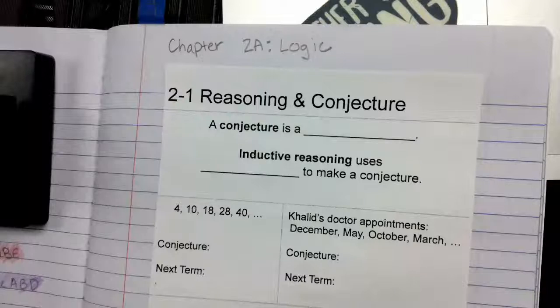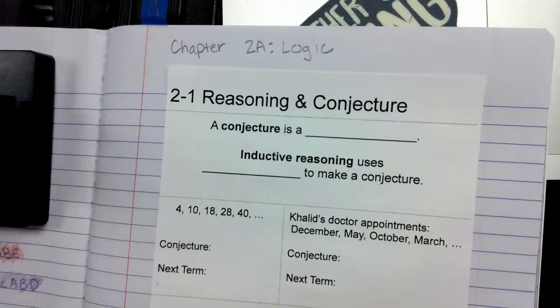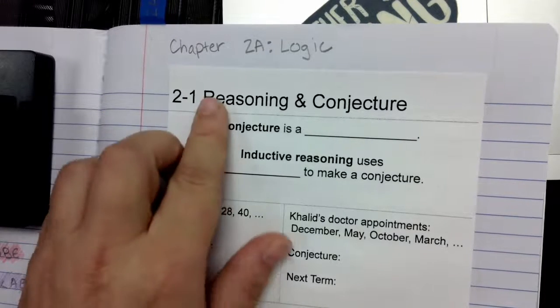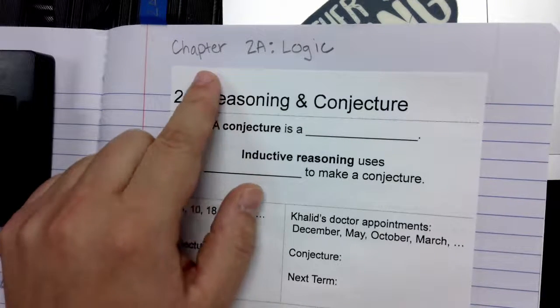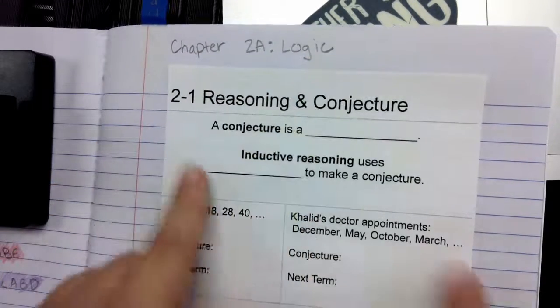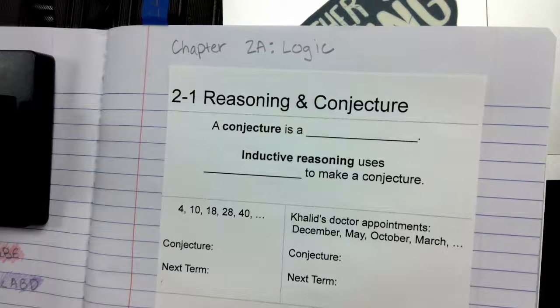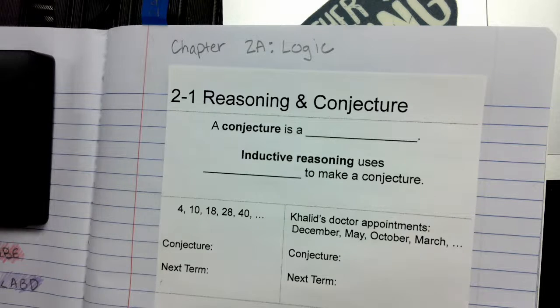Right, so go ahead and get that glued in if you have not yet already. If you want to label Chapter 2A Logic, that's what this whole chapter is about. And then the title of 2.1 is already there, so you don't have to write that. Okay, so get that glued in. Remember, there's only 2 glue sticks at each table, so you might have to share them.